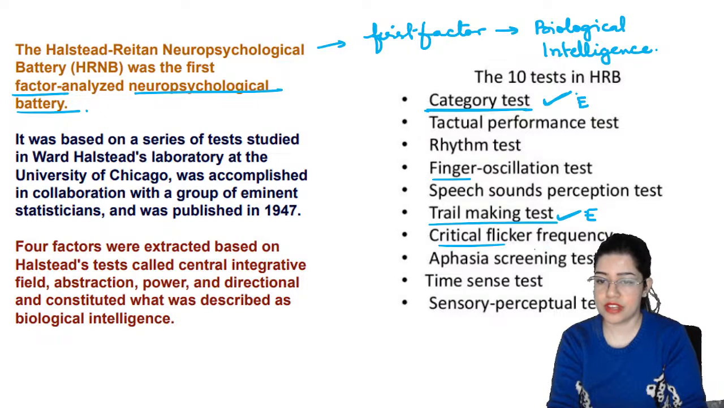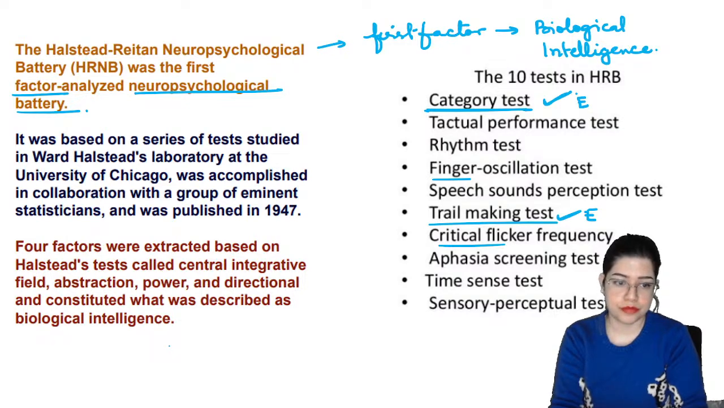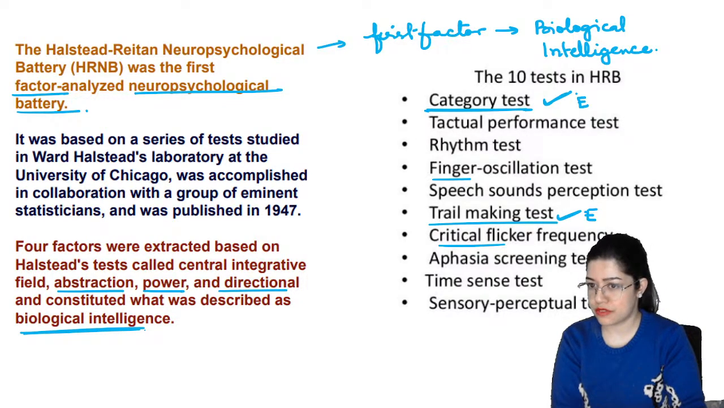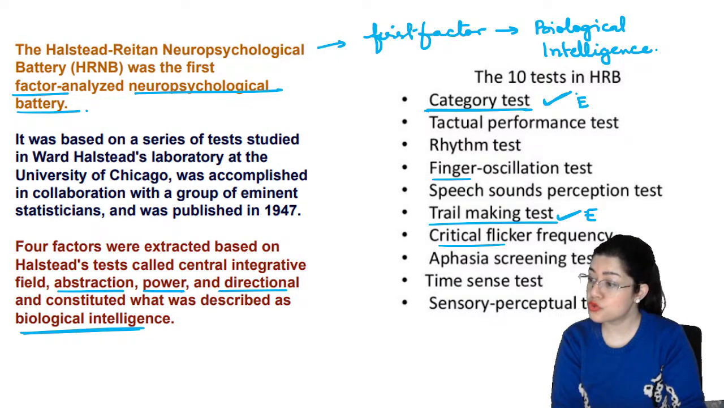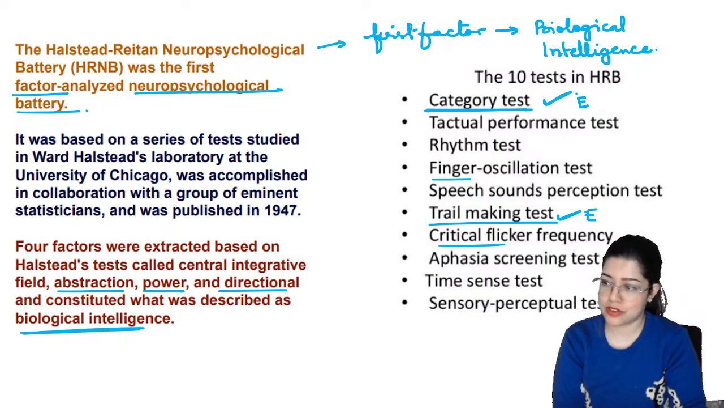It also checks for critical flicker frequency, aphasia screening test, sensory perceptual test, and so on. Okay. So यहाँ पे क्या क्या है? Abstraction, power, directional, and then biological intelligence is also checked for here. If we are good to go, we will move on to the Luria Nebraska battery.